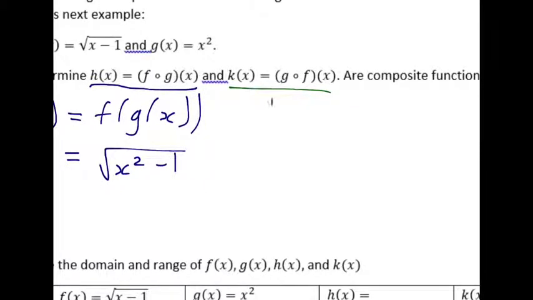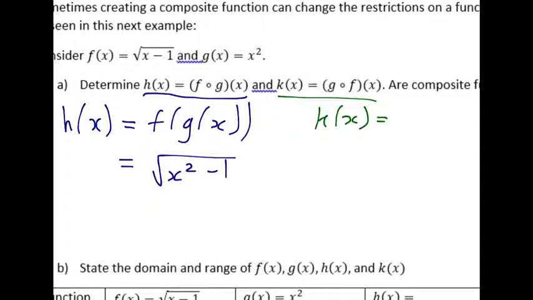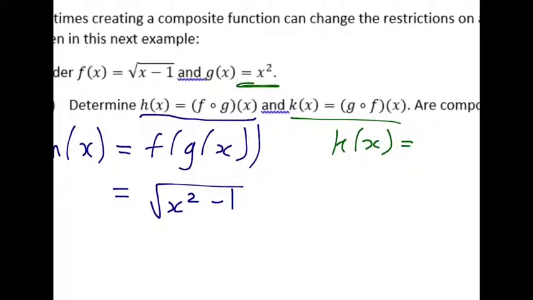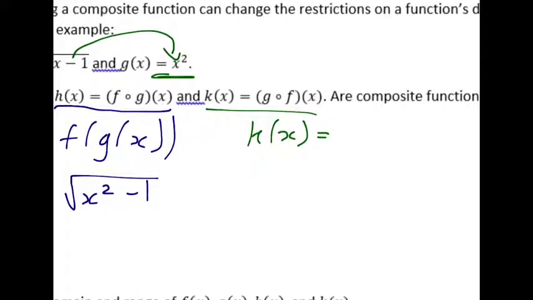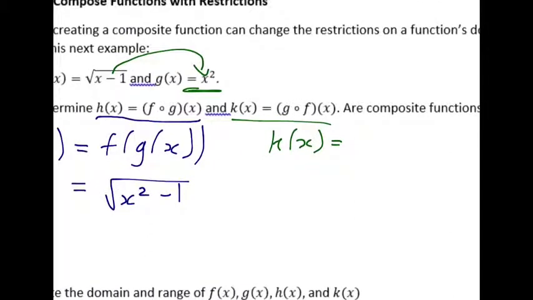And then k of x. Now we're doing the opposite. Right? Now we're starting with g. And wherever you see x, you put this whole thing in for x. So what would that look like? x minus 1. Good job, yeah. Right? You have the root of x minus 1 all being squared. See that? And whenever you square something that's being square rooted, it undoes that square root and you just get plain old x minus 1.